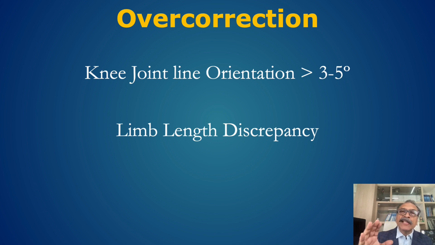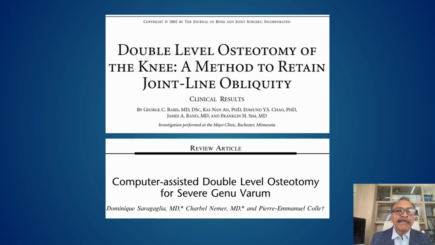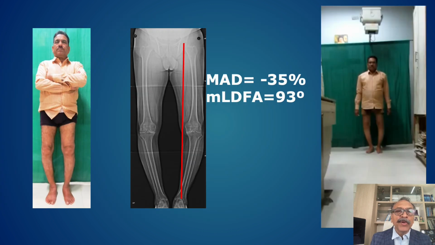And if you open a large wedge, let's say 20 millimeters, you can end up with a 1 centimeter leg length difference. And if you don't measure this carefully post-operatively, the patient can go into fixed flexion deformity on the operated leg. So, due to this understanding of KJLO, the femur plus tibial osteotomy became popular from the Mayo Clinic in the year 2002, and rightfully so. It retains the knee joint line orientation.